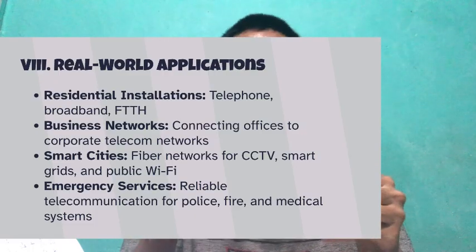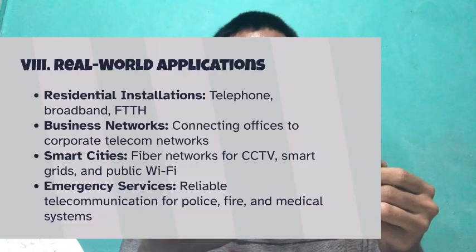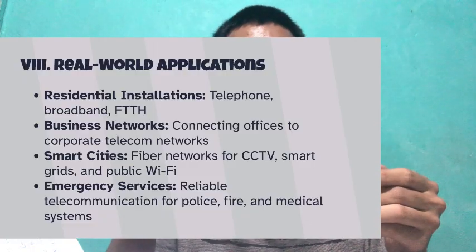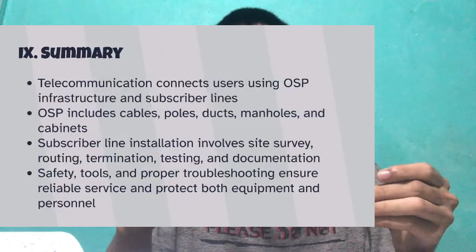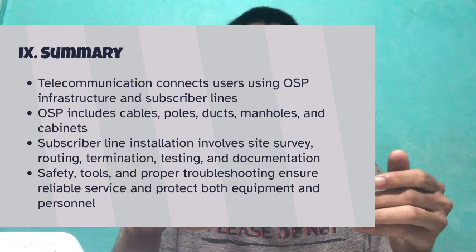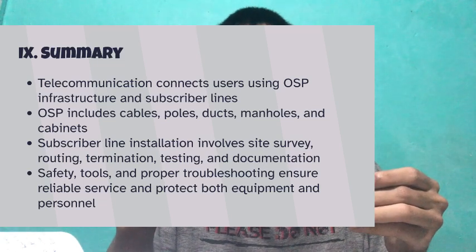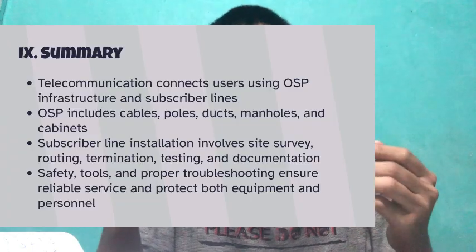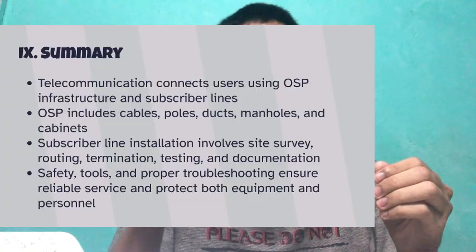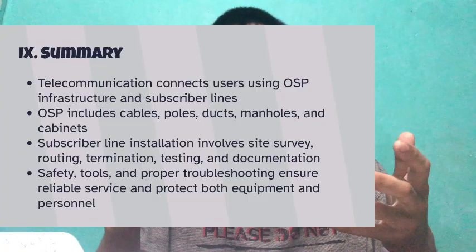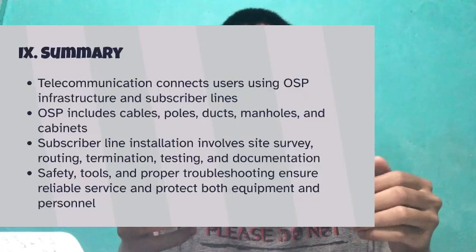So, to sum this up, the goal of this is connectivity. The skeleton is the OSP, or the poles, ducts, and manholes, while the subscriber lines serve as the nervous system because there are cables and fibers. For maintenance, using the right tools and safety practices, you can keep the system healthy.